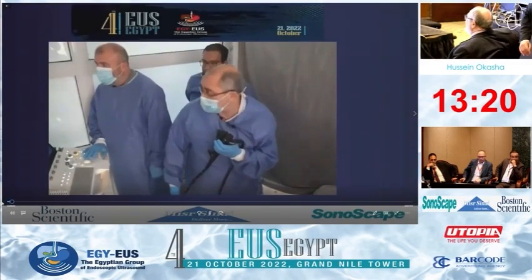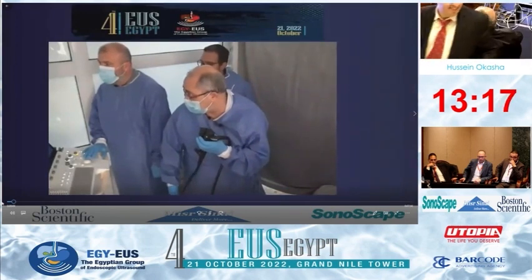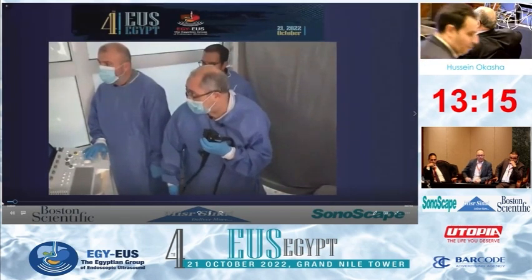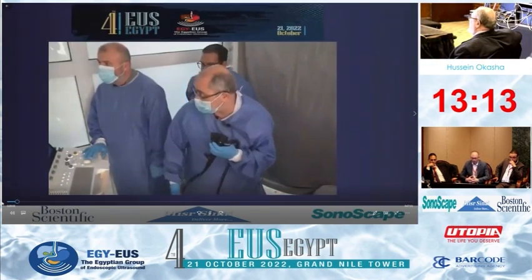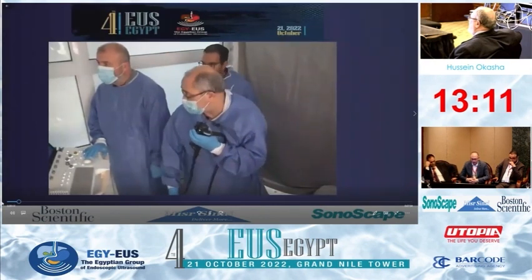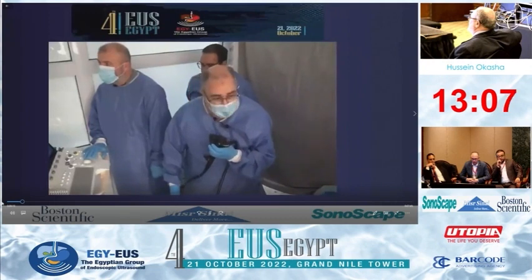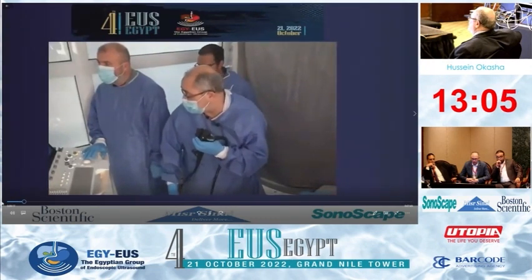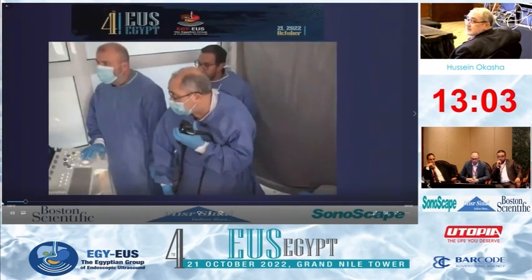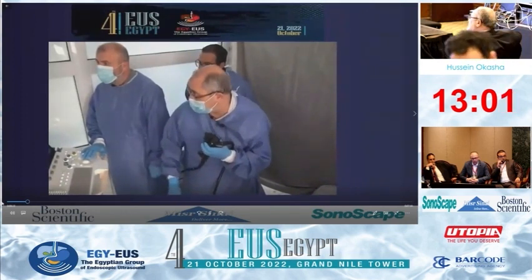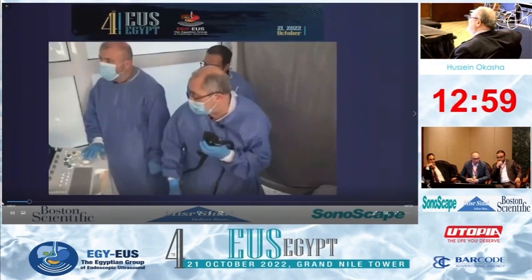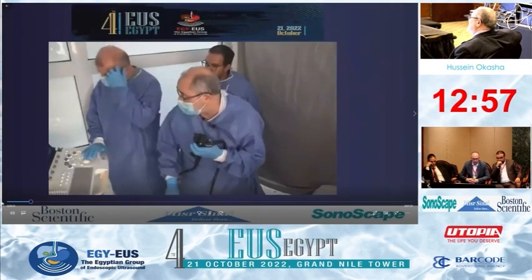This 35 years old lady is complaining of fever and loss of weight and repeated vomiting. So we are searching for diffuse disease as lymphoma or TB or sarcoidosis. So we'll start to examine lymphadenopathy of the mediastinum and lymphadenopathy of the abdomen.